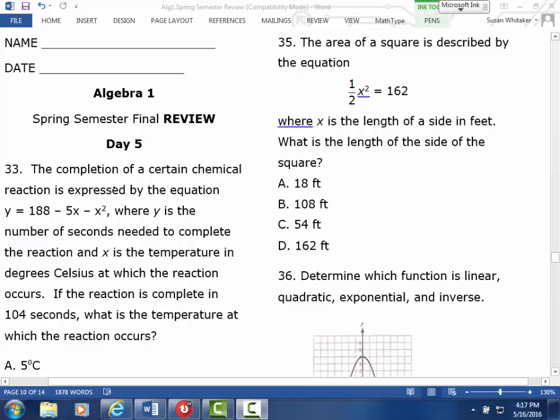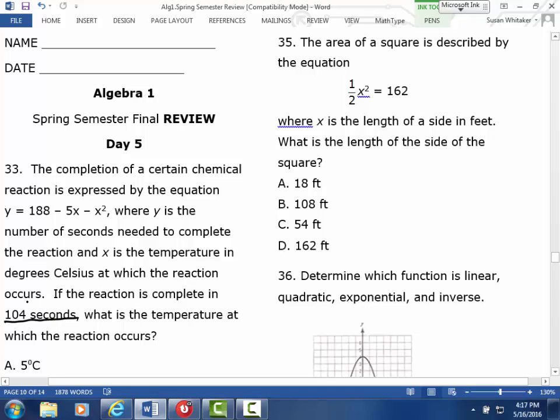There we go. All right, the completion of a certain chemical reaction is expressed by the equation y equals 188 minus 5x minus x squared, where y is the number of seconds needed to complete the reaction, and x is the temperature in degrees Celsius at which the reaction occurs. If the reaction is complete in 104 seconds, what is the temperature at which the reaction occurs?